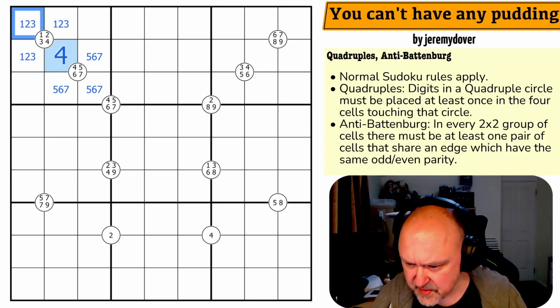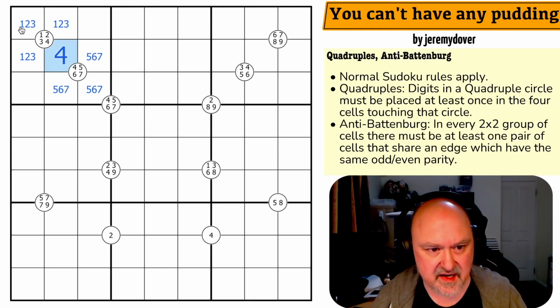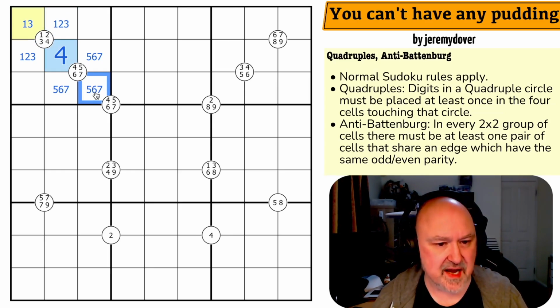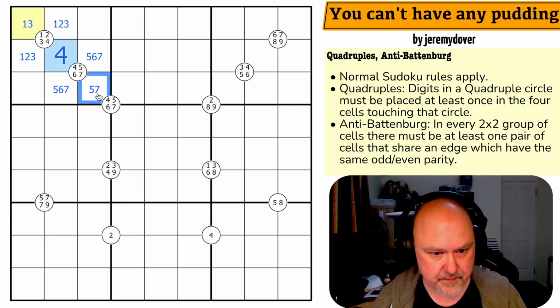Sorry, it was in color editing mode. This has to be odd, which means it can't be 2, and one of those is one of the 2s. Similarly, this can't be the 6, because if this was the 6, this would be even. These would both be odd, and I've hit my Battenburg pattern again. So that is the 5.